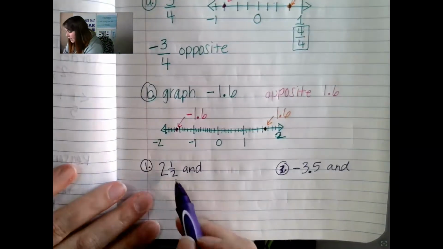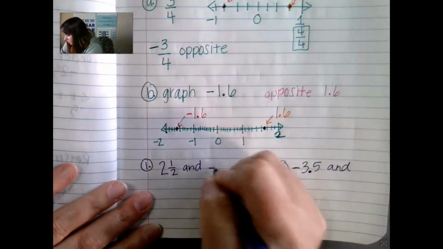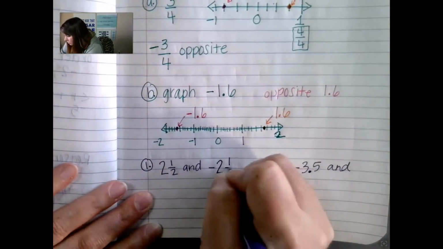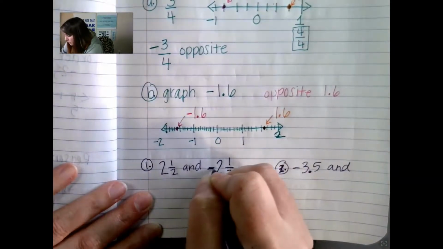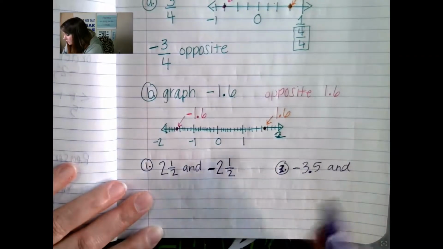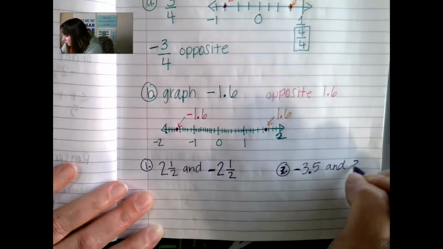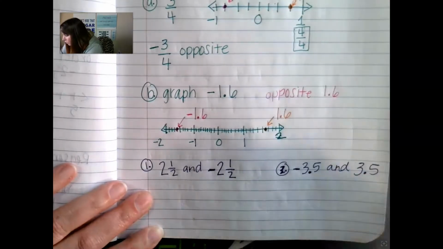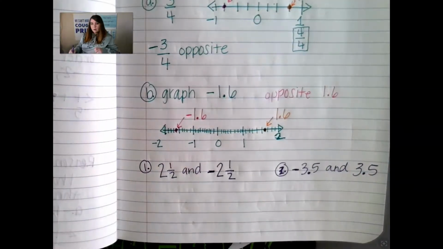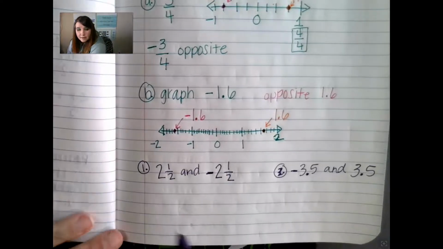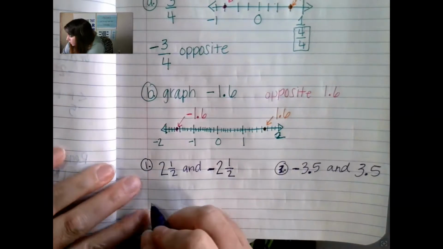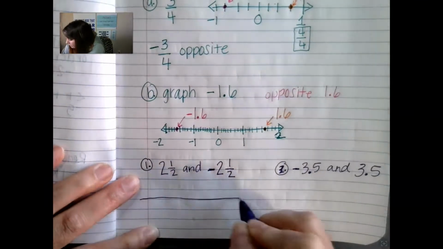All right, first of all, I need to know what the opposite is. Well, the opposite is -2 and a half, because I just put the opposite symbol in front. This one is already a negative, so the opposite would just be 3.5 or +3.5. Okay, now back to this one. 2.5 and -2.5.